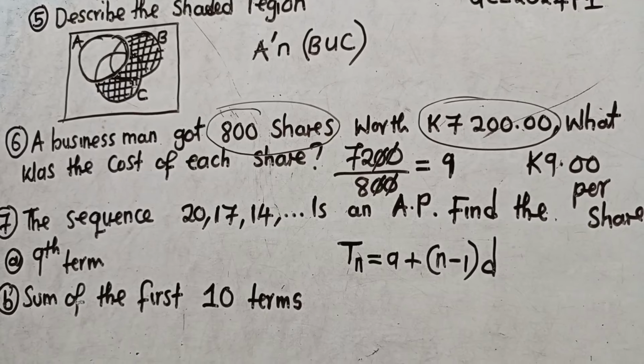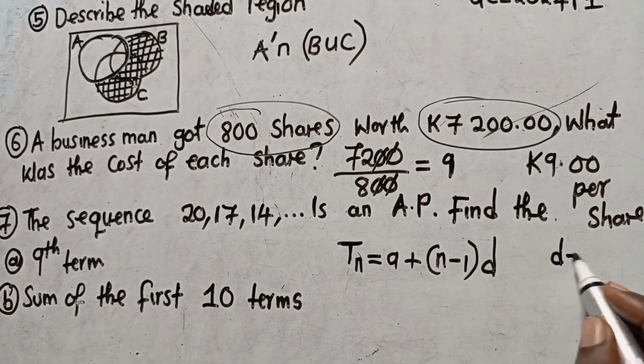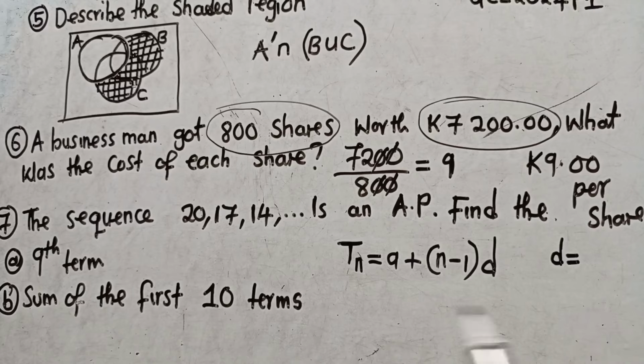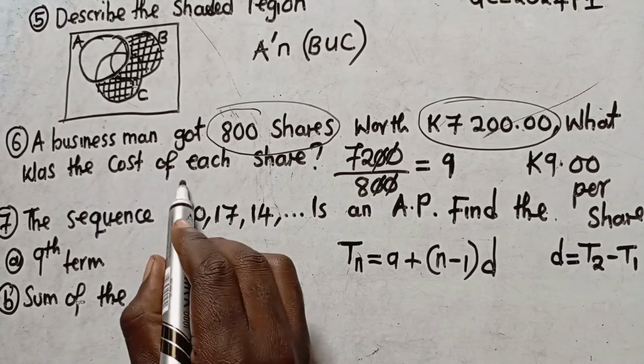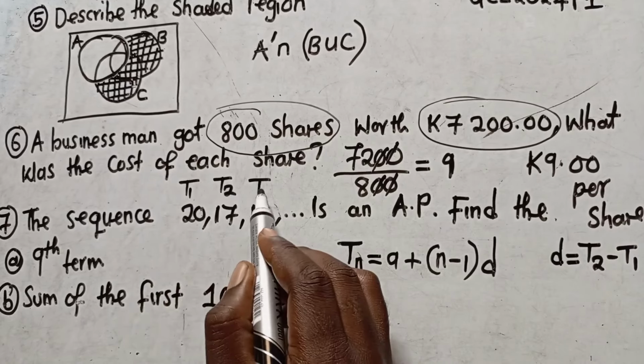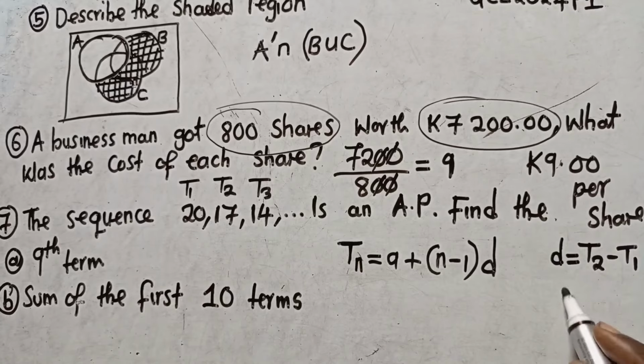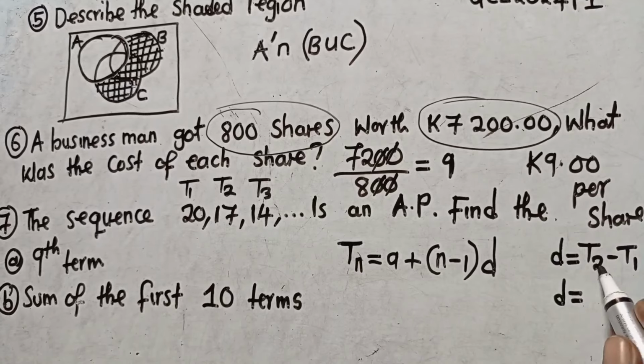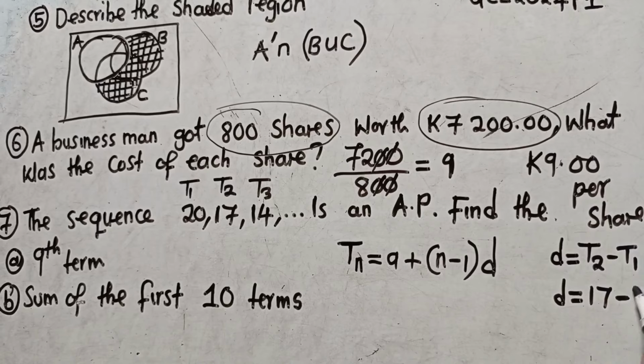So with this particular formula, you will understand that we've got d, which is the common difference. How do you find the common difference? You say T2 minus T1. You know that this is T1, this is T2, this is T3. So you say this is equal to T2, that is what? That is 17 minus what is T1? That is 20.